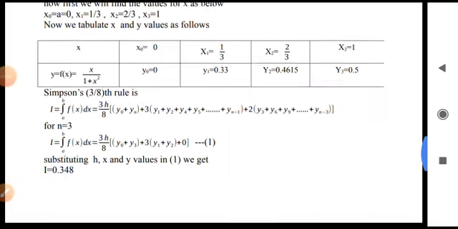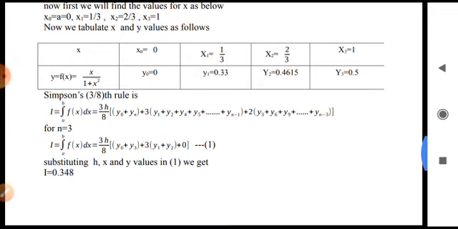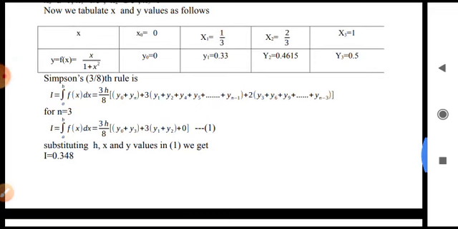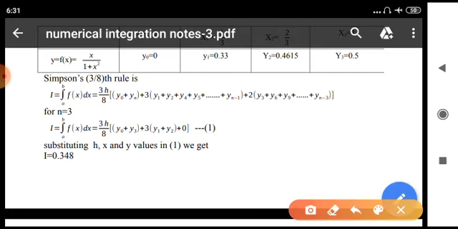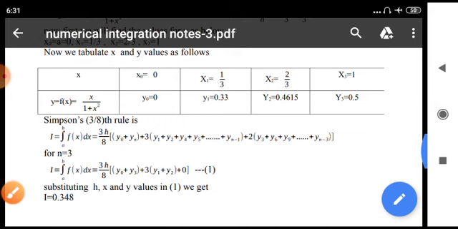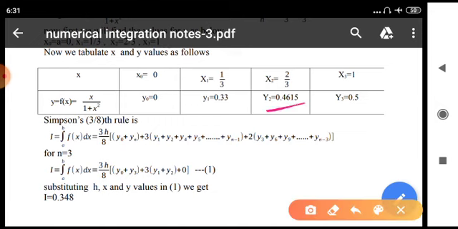Now we tabulate x and y values as below. For x is 0, y value will be 0. For x is 1 by 3, y value will be 0.33. For x value 2 by 3, y value will be 0.4615. When x is 1, y will be 0.5.